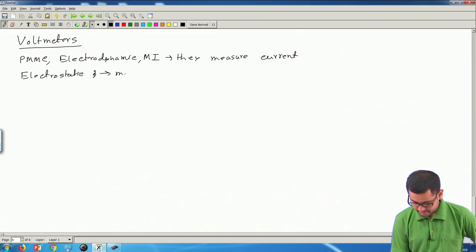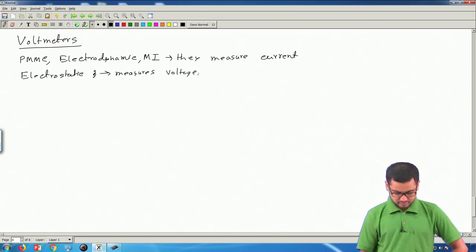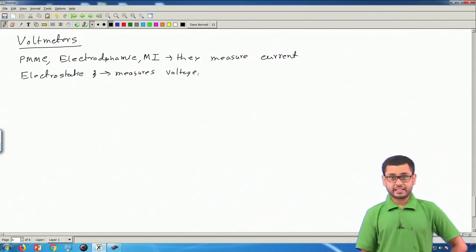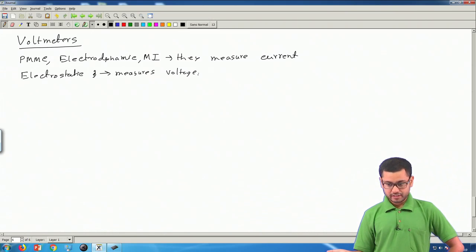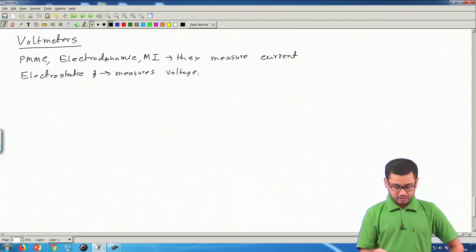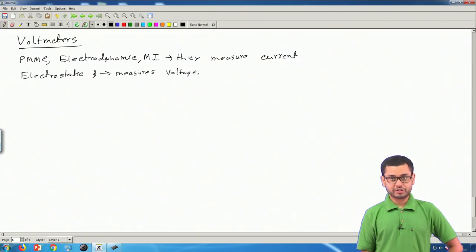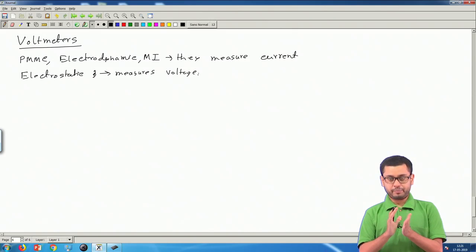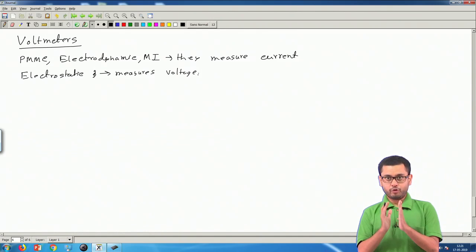An electrostatic instrument measures voltage. Particularly, electrostatic instruments cannot be used for, say, DC current measurement directly as it is, because it is made up of a set of two parallel plates. So, it is a parallel plate capacitor, and if you apply a DC voltage across these two plates, no current flows at all.